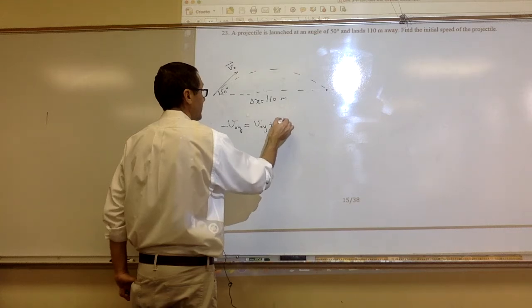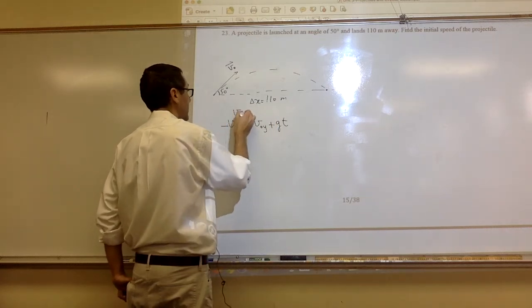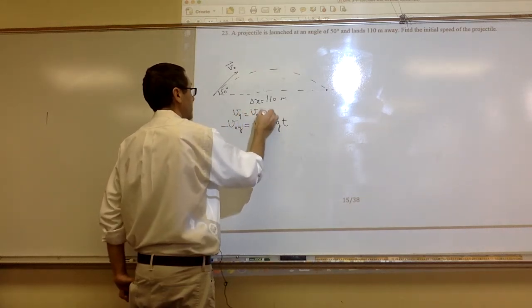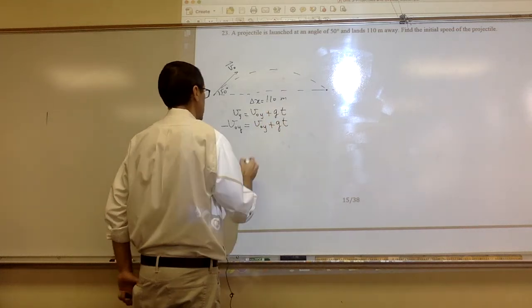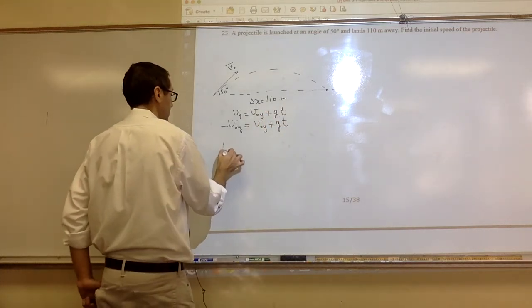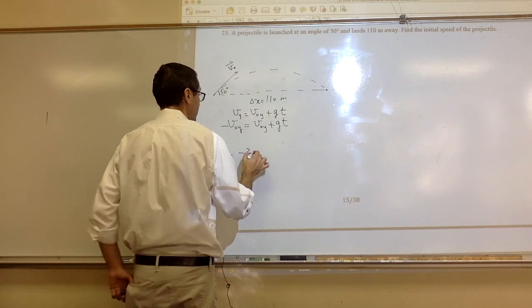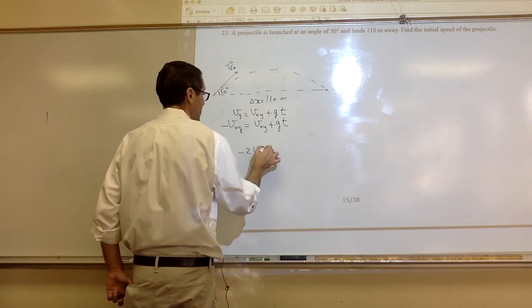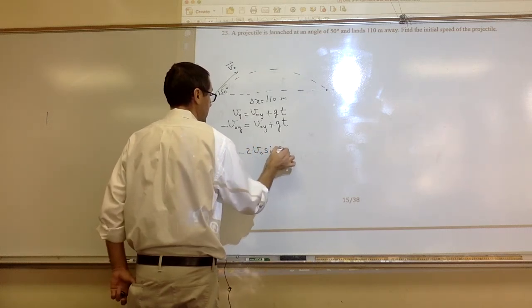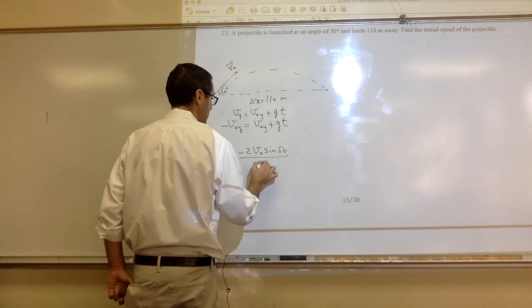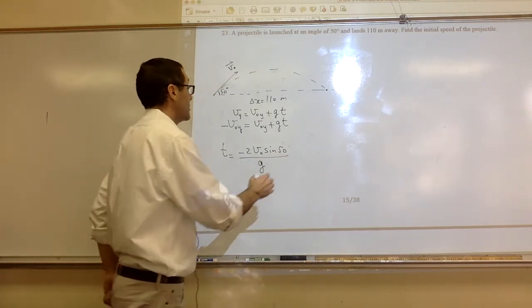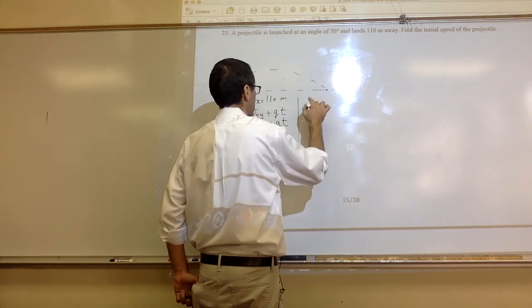So basically, if you can't follow here, what I'm doing is Vy equals V0y plus GT, basically, right? So the time here is equal to negative 2 V0 sine of 50 over g, I hope you can see that. Okay, now let's do the same thing in the horizontal direction.